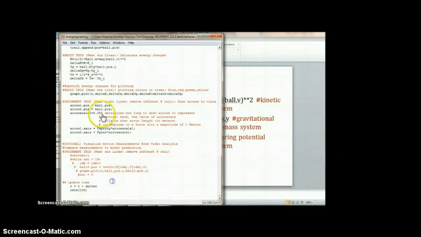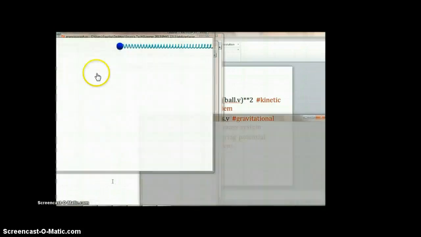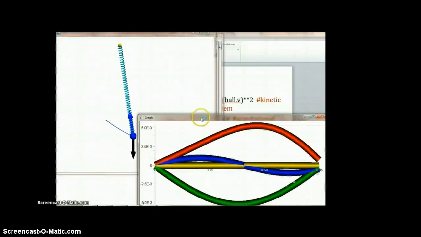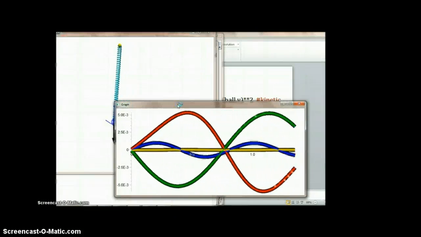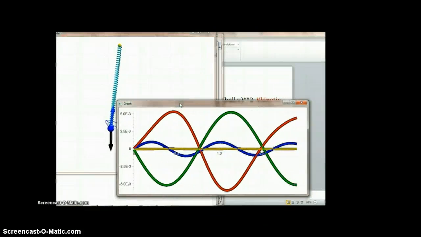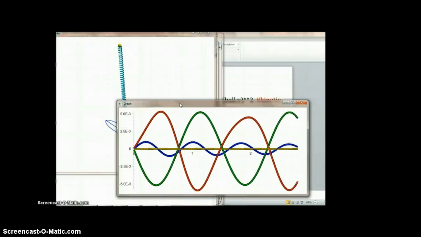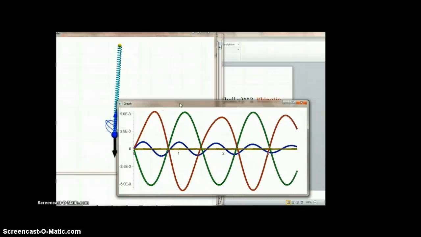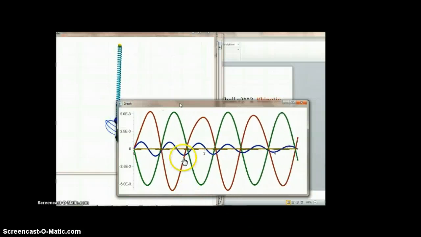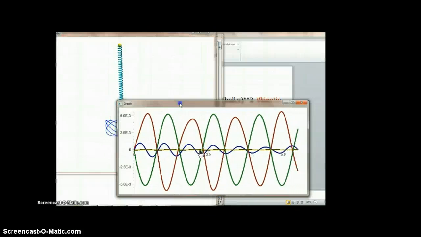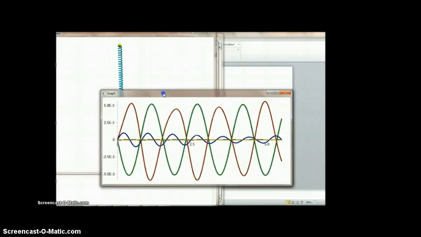Okay, these are the instructions of the VPython. When we run the VPython, the green line represents the potential energy due to gravity, the red line shows the potential energy due to the spring constant, the blue line shows the kinetic energy, and the yellow line shows the total energy, which is equal to 0.